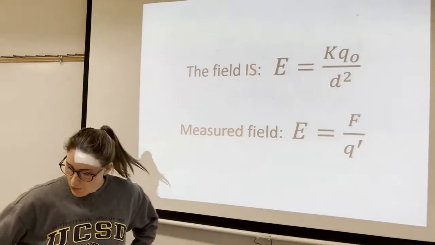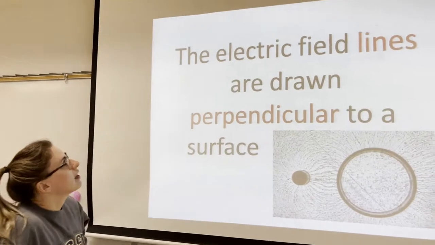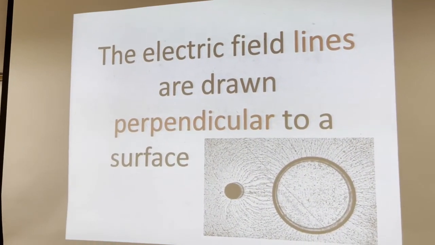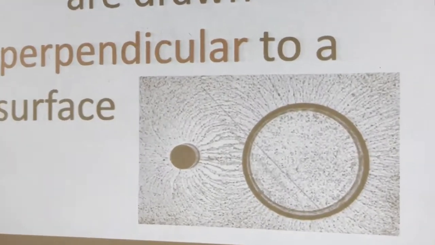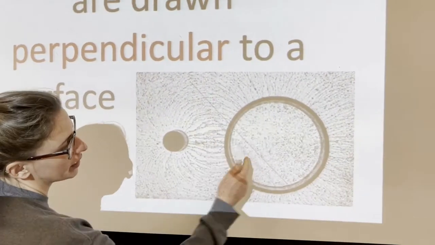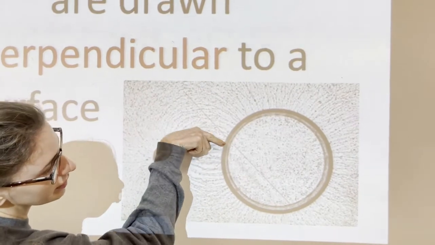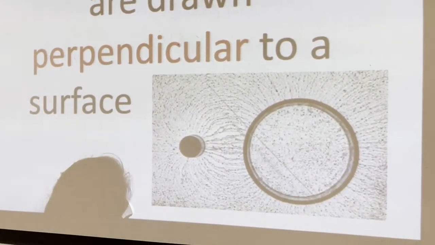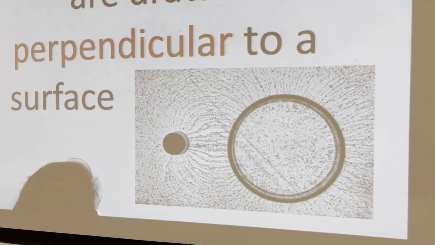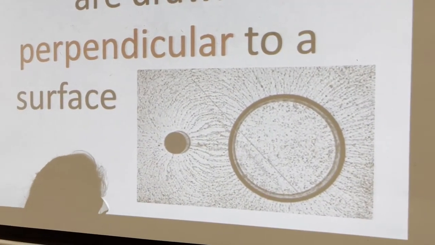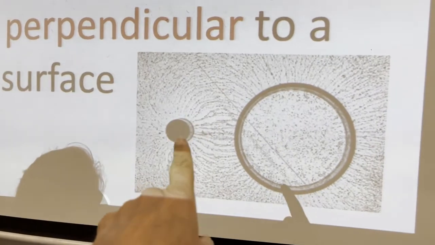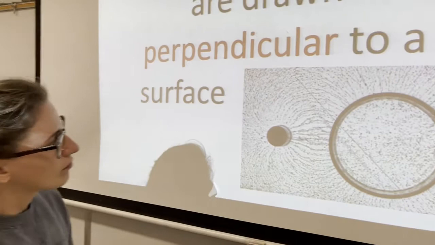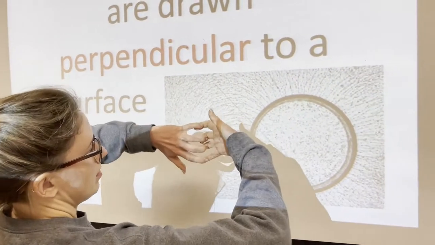So, the electric field lines are drawn perpendicular to a surface. Do you see that? This is the surface right here, so each of these lines is going in perpendicular to it. What this is, is mineral oil, like baby oil. It's got tiny grass seeds on top of it. And you charge this one and you charge this one, the ring. And what can you tell me about the charge on these two things? Well, what does this look like?